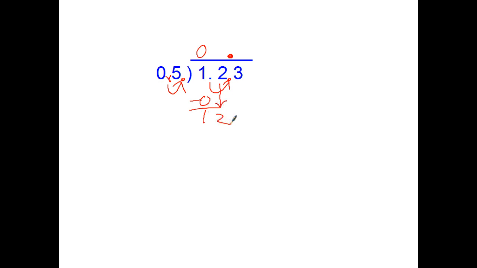How many 5s in 12? 2 of them. 2 times 5 is 10. Bring down my 3. How many 5s in 23? 4. 4 times 5 is 20.